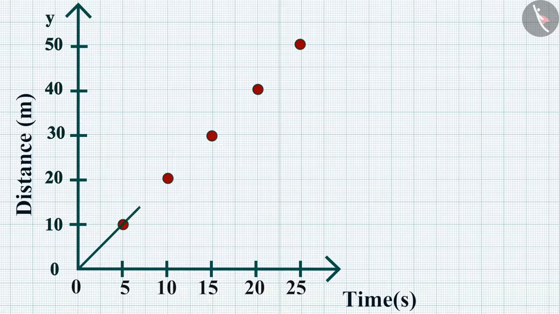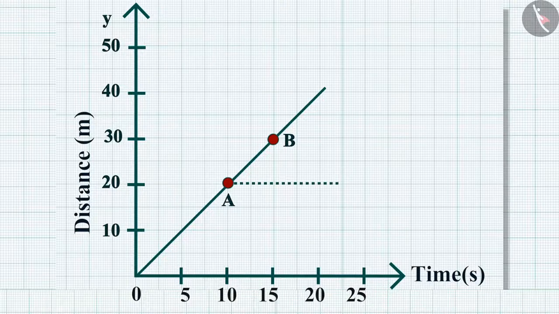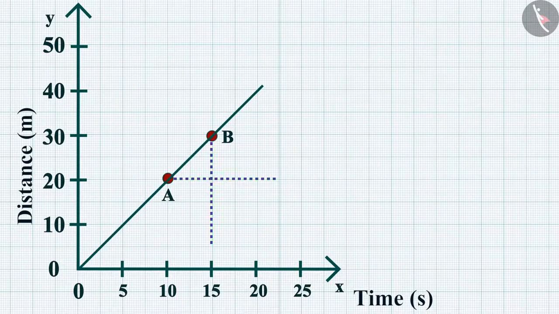Let's calculate the speed of an object in the previous distance-time graph. Choose 2 points A and B on the graph. Draw a line parallel to the x-axis from point A and another line parallel to the y-axis from point B. These two lines meet each other at point C to form a triangle ABC. Now, on the graph, AC denotes the time interval while BC corresponds to the distance.